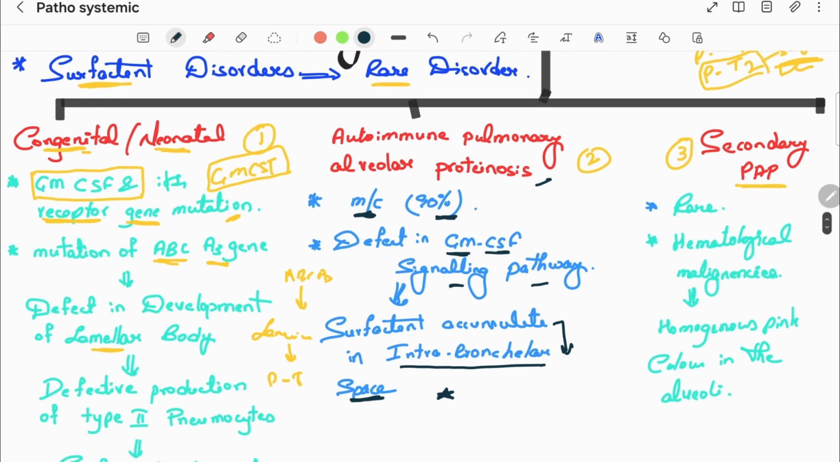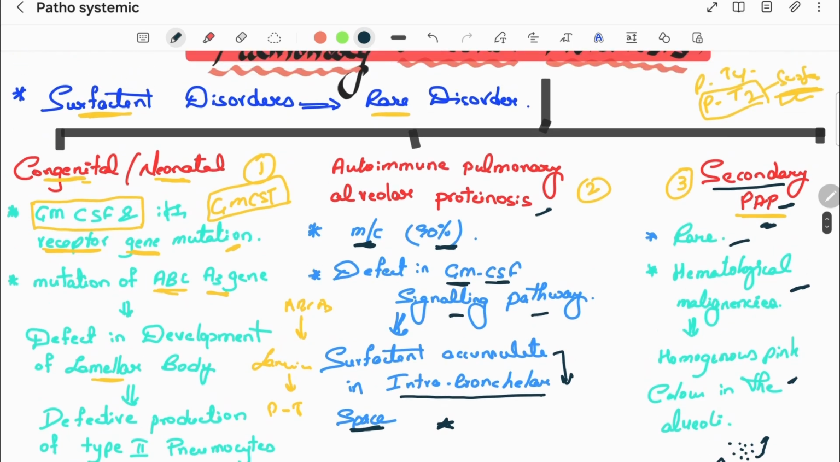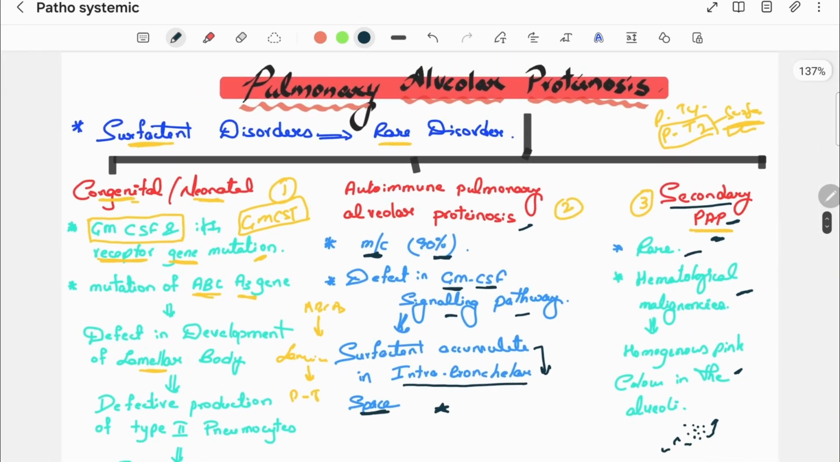And the third one is secondary pulmonary alveolar proteinosis. It is secondary, which is very rare, and hematological malignancies can be seen. We can find a homogeneous pink color in the alveoli, which gives an identification point for secondary pulmonary alveolar proteinosis. Okay, so this is all that one should know about pulmonary alveolar proteinosis.